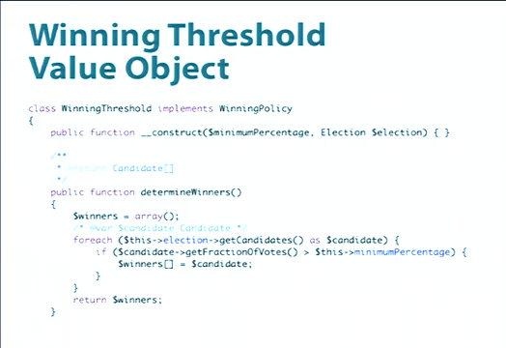Determine winners method here. This basically just determines which candidates have more than the minimum percentage and adds them to the winners array and then returns that array of winners. So that's how this particular winning policy implements the determine winners method.